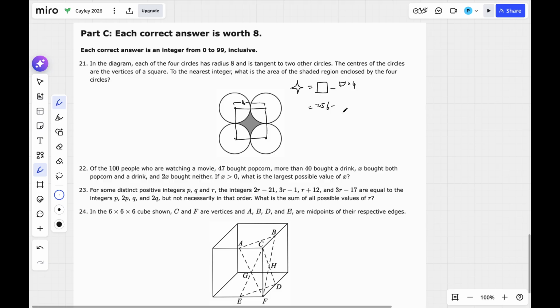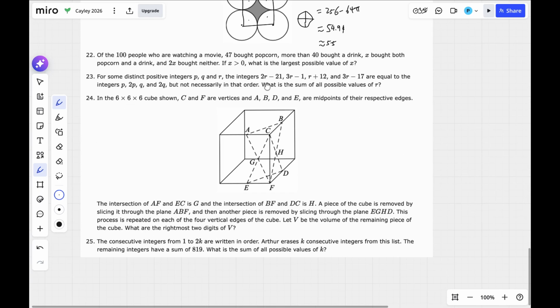Now the square we know is 16 squared, which is 256. And then the 4 quarter circles form a full circle with radius 8, so this is 8 squared pi, since we can rearrange these 4 quarter circles to form one whole circle. So this is 256 minus 64 pi.